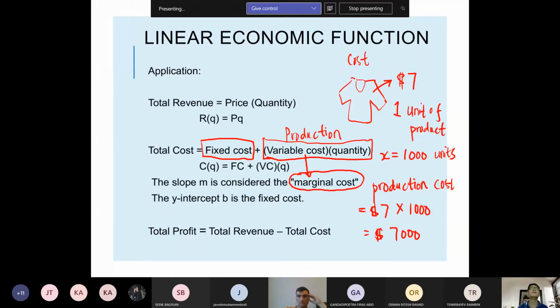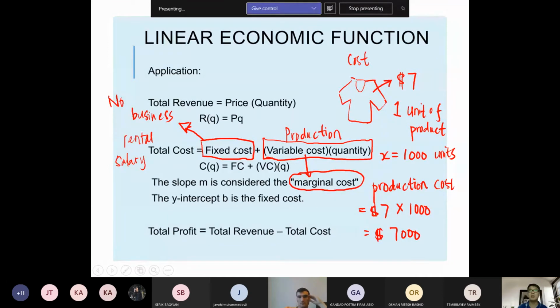However, when business is not allowed, there are still costs incurred. Can you give me some examples? What are the costs incurred even when you do not have business? For example, rental, labor or wages, the salary we pay to the workers, and insurance. All these are fixed costs.